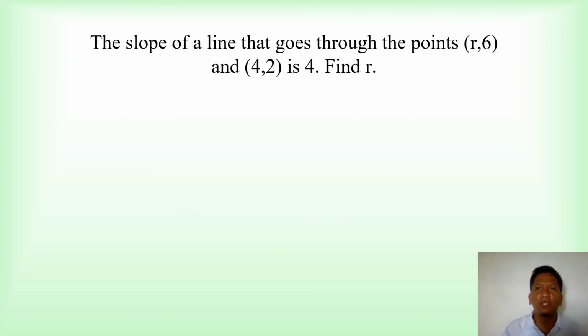This time, medyo kakaiba tong problem na to. The slope of a line that goes through the points (r, 6) and (4, 2) is 4. Find r. Yan naman yung given problem natin. Paano kaya ito, sir? Given 2 points, but the first point, the x sub 1, blanco siya. r ang nakalagay. Variable r. And isa pang given is the slope. The slope is 4. So we're going to find r. Paano kaya hanapin siya?